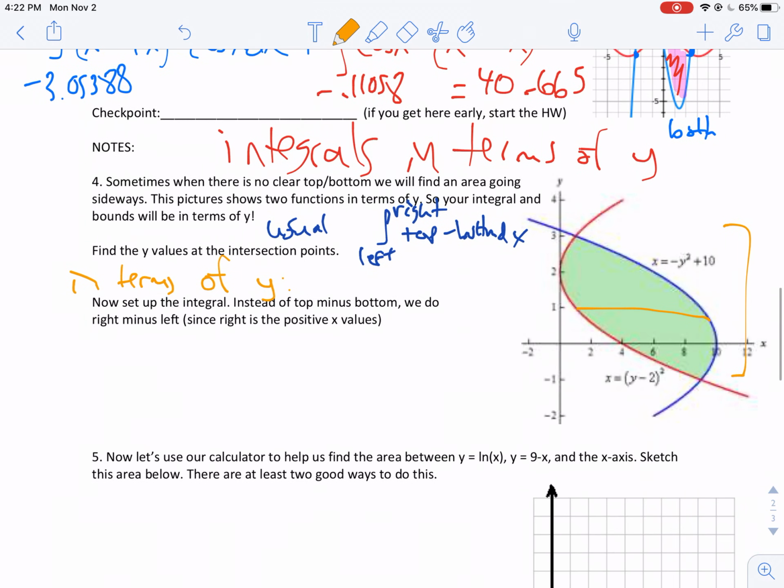What you're going to do is you're going to go, okay, integral from the bottom to the top, and you're going to do the right function minus the left function. So it's like a top minus bottom, right? If you turn your head 90 degrees to the side, you see the right one is the one that's kind of on top, if you will. So that's like your right function. That makes sense because the positive side's on the right side, just like the positive side is on top normally. The negative y is below, the negative x is the left.